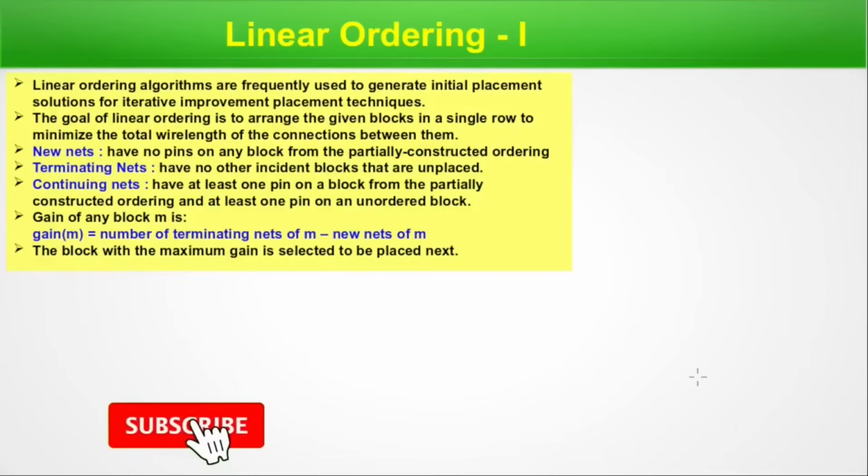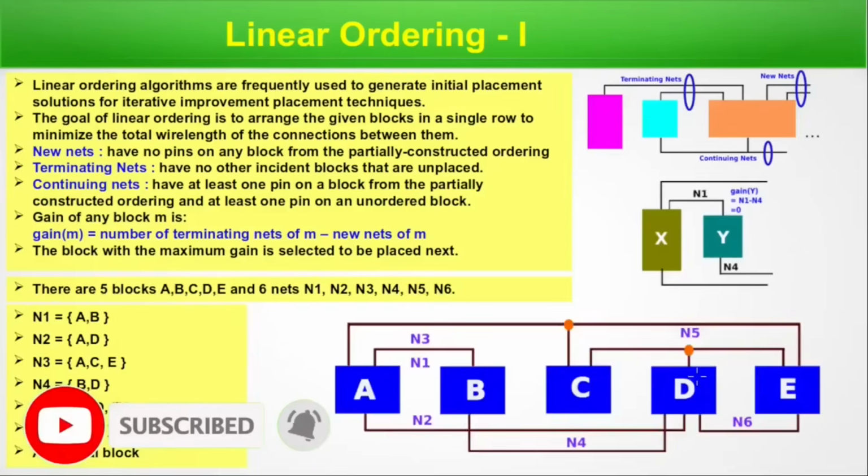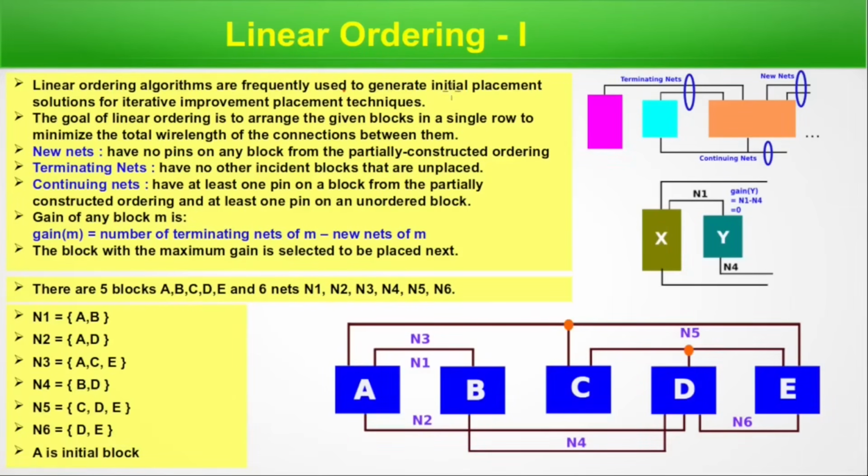Now linear ordering. There are 3 slides on this topic. Linear ordering algorithms are frequently used to generate initial placement solutions for iterative improvement placement techniques. The goal of linear ordering is to arrange the given blocks in a single row to minimize the total wire length of the connections between them. We position them in a single row.